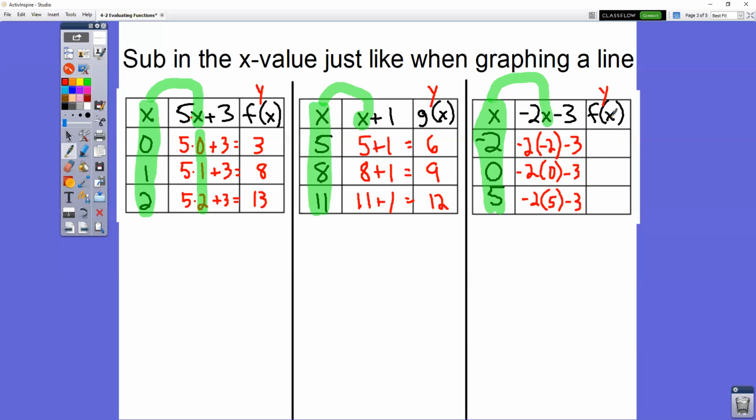So whatever you get for an answer, you put it in that third column. -2 times -2 is +4. 4 minus 3 is 1. -2 times 0 is 0. Minus 3 is -3. -2 times 5 is -10. Minus 3 is -13. So again, these were just like filling out the chart when we were graphing lines using the chart method. Questions on any of these three?